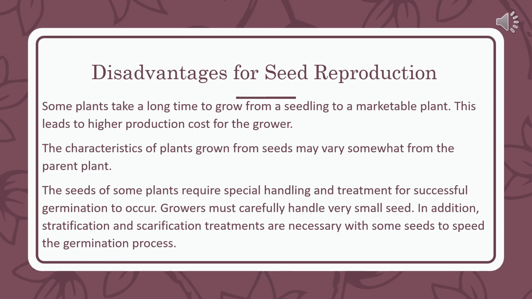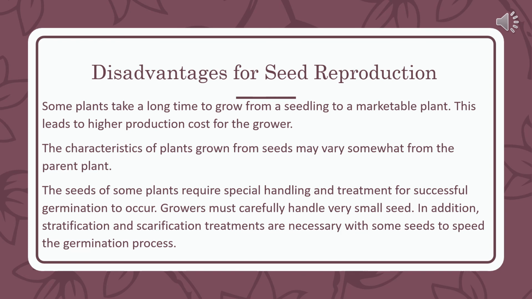And of course, there are some disadvantages for reproducing plants from seeds. Number one, and this ties into the advantage of using asexual propagation, is some plants do take a long time to grow from a seedling to a saleable plant. So that means there's a higher production cost for the grower. The longer you have a single plant or a single tray of plants taking up space, nutrients, water, and time in your greenhouse, the more money it's costing you because you aren't able to put any new plants right there in their spot.